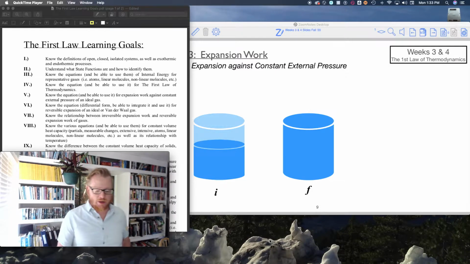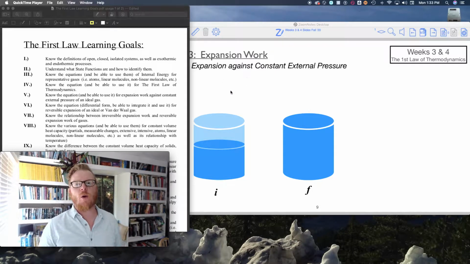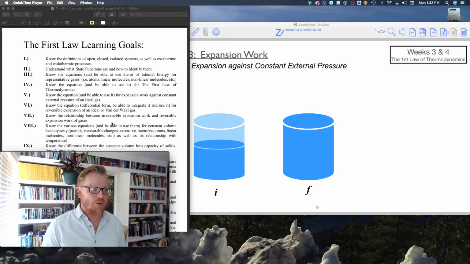Okay, hi folks, we're starting here with the second video in our section on the first law of thermodynamics. So as I said, this is a pretty massive section. My learning goals, there's actually 17 of them for this chapter, so there's a lot. So let's just talk about what we covered in that very first video, okay?